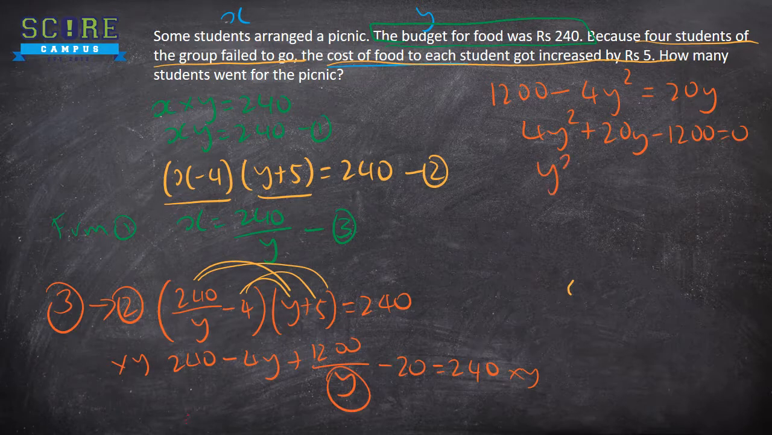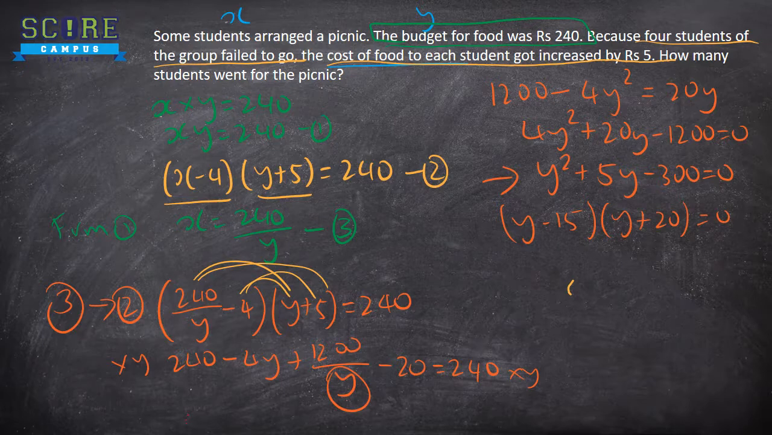Divide by 4: y square plus 5y minus 300 equals 0. And now when you factorize this, you should get (y minus 15)(y plus 20) equals 0. If you do not know how to factorize this, I will not be going through this in this video. Let me know if you do not know how to factorize it, and I'll create a video specifically for that, because that requires more time. From this you can see that y equals 15 or minus 20.